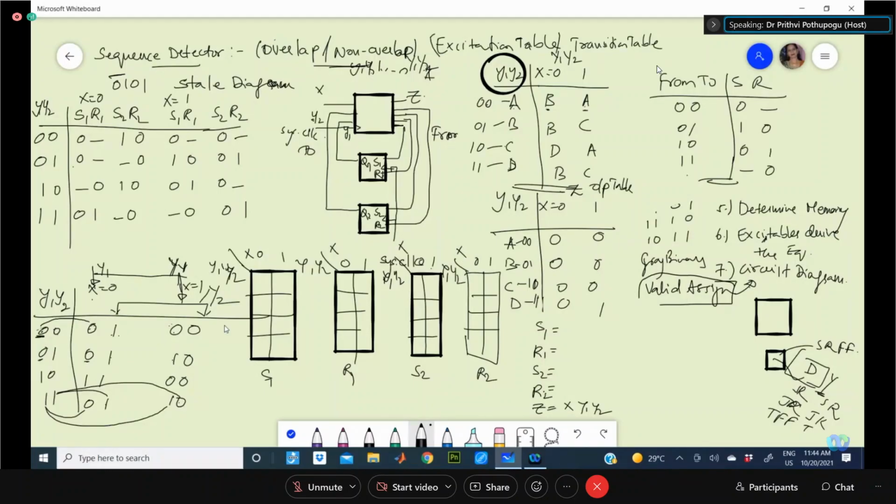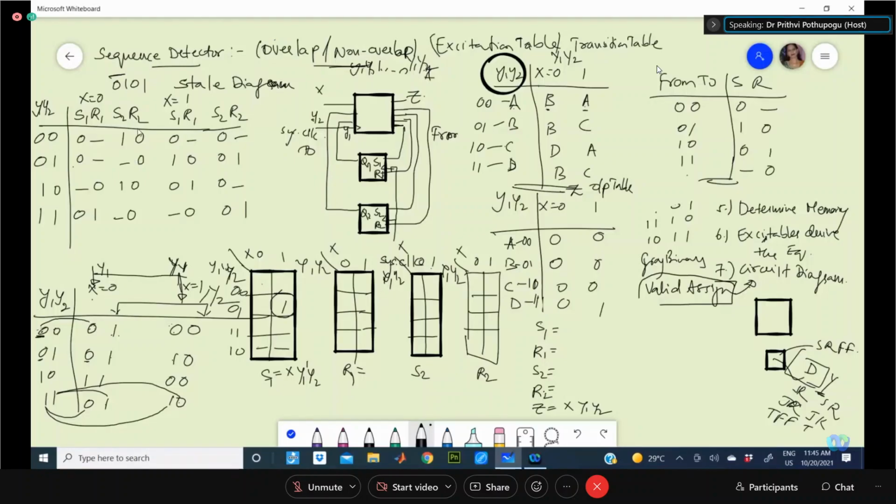Okay. Now for S1, you take here 0, 0. So 0, 0, 0. So 0, 0, don't care, 0. X is 0, X is 1, 0, 1. Don't care, 0. This is don't care, 0. So 0 I don't write. So minimization is not possible. This is your equation. You get x of y1 dash y2 and r1.